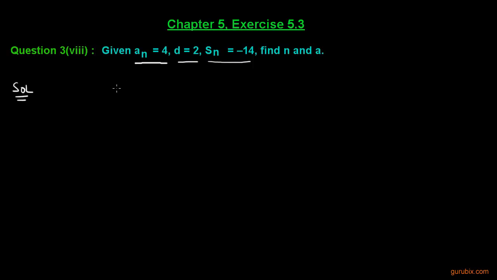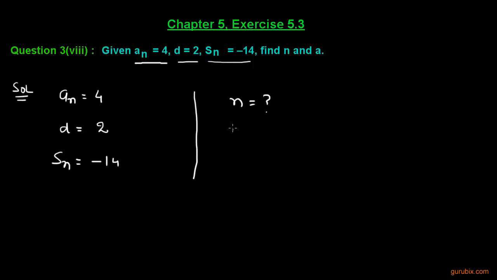First we write what is given to us. We are given the nth term equals 4, and common difference 2, and the sum of first n terms, that is minus 14, and we have to calculate the value of n and the value of a.